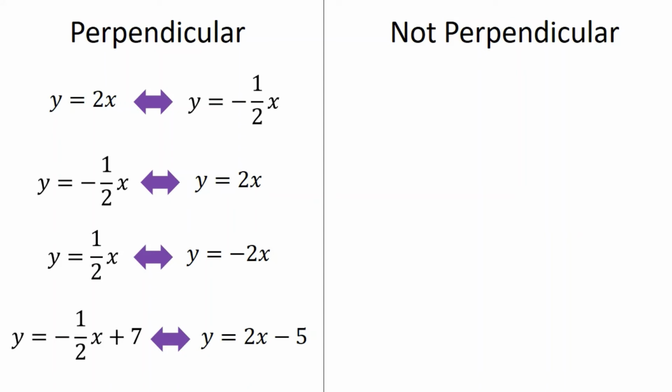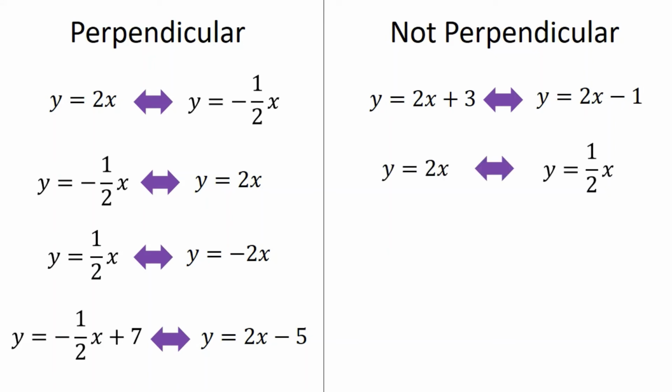Okay, so here are some examples of lines that are not perpendicular to each other. These two here are parallel lines because they have the same gradient. They are not perpendicular, they are parallel. These two here are again a very common mistake. These are reciprocal gradients, not negative reciprocal. So these would not be perpendicular lines.